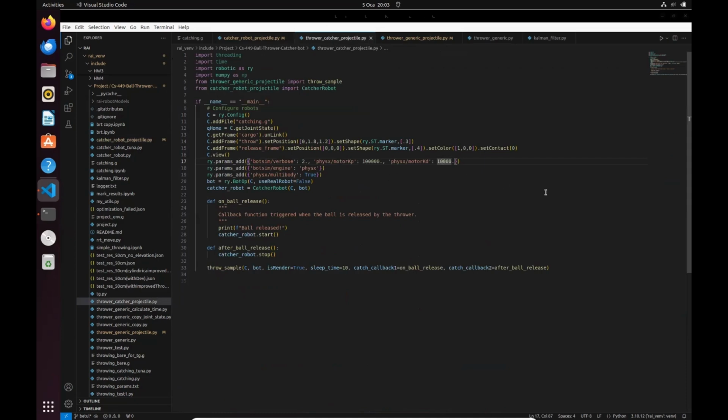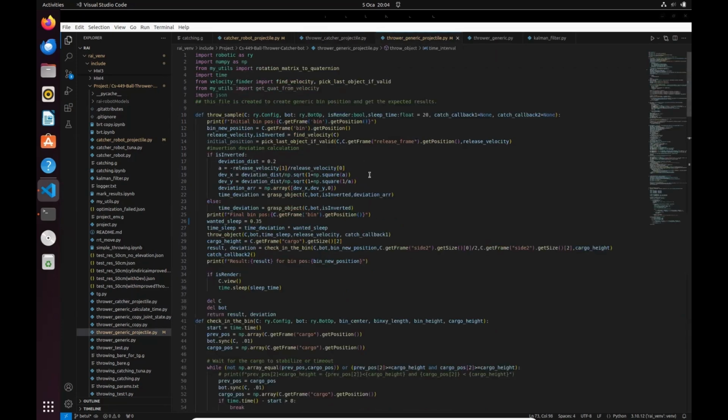We also used a physics engine for that, and we needed to use really high numbers for the physics engine in order to make the catcher robot quicker, because we had a really big issue with the timing. And I need to mention that I just used the thrower generic parts that Tuna wrote. I just integrated them together and added callbacks.